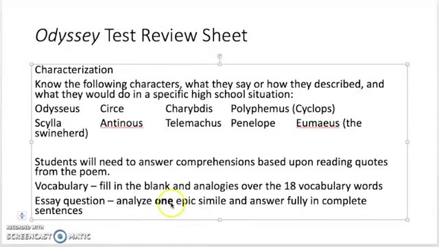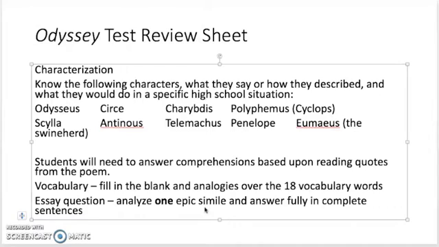But you will analyze one epic simile. I'll give you three, and you will have to look at those three and choose one, and then in complete sentences tell me what the epic simile is comparing, and then what is the effect of the epic simile? How does it get the message across? What is it saying about the thing that is initially being compared to the other thing?